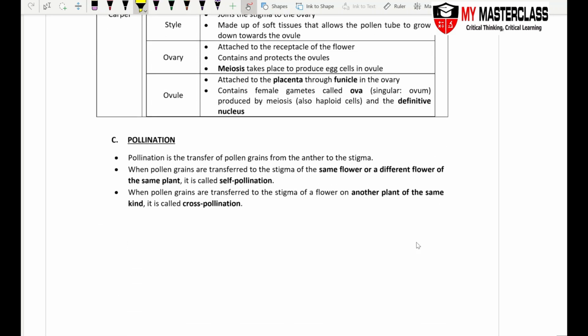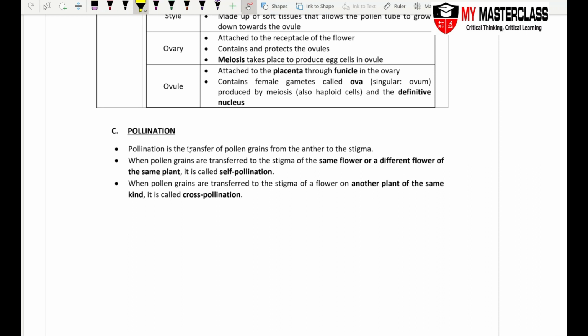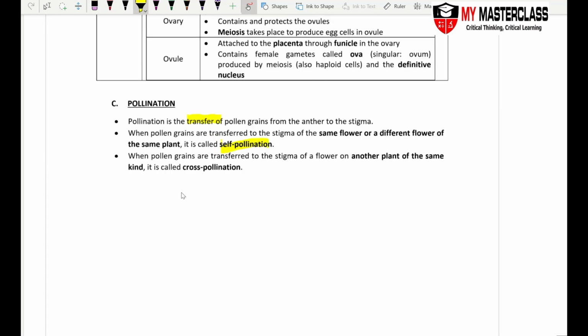When we look at pollination, the definition you have to know is transfer. The specific term is transfer of pollen grains from the anther to the stigma. When pollen grains are transferred to the stigma of the same flower or a different flower of the same plant, for example hibiscus to hibiscus, it is self-pollination. If it is transferred to another plant of the same kind, it is called cross-pollination.